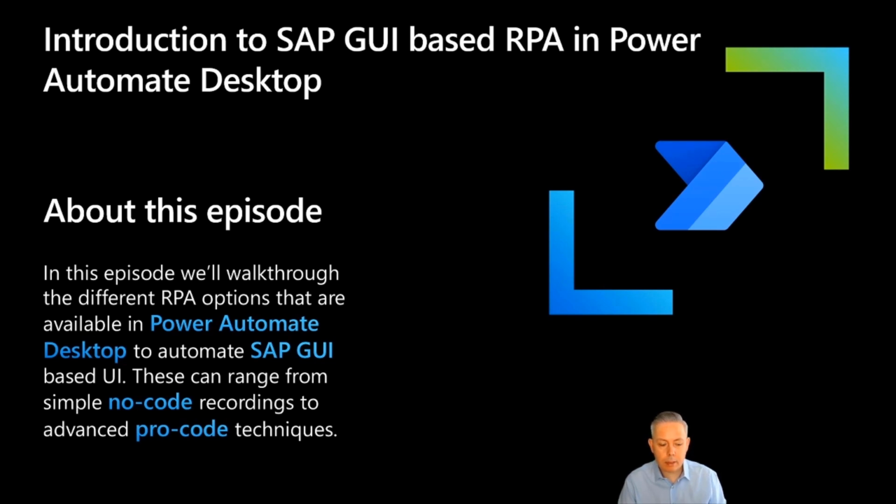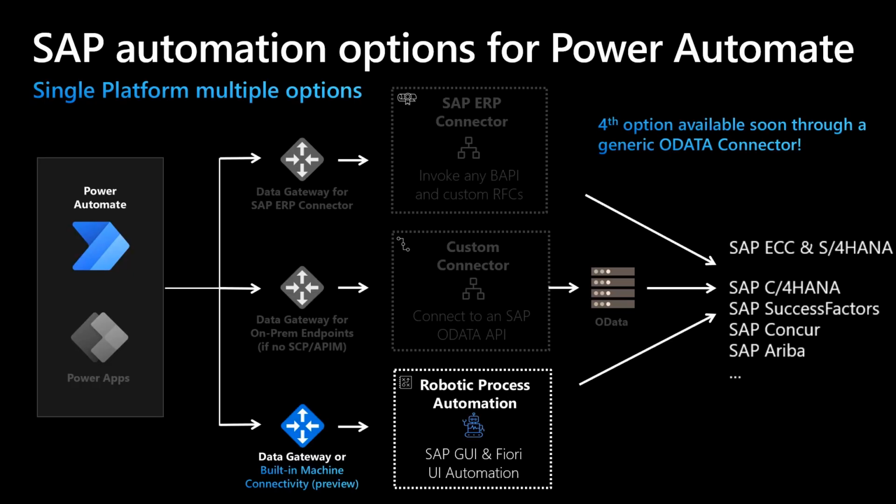These automation techniques can range from no-code, to low-code, and even pro-code techniques. So here's a quick recap of the overall SAP integration automation options we have in Power Automate. The third option is robotic process automation, or short RPA, that leverages UI automation techniques to mimic user interactions. This allows you to automate from very simple to very complex multi-step and multi-transaction business processes.